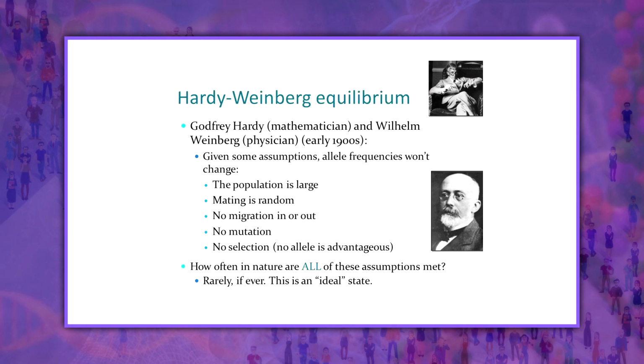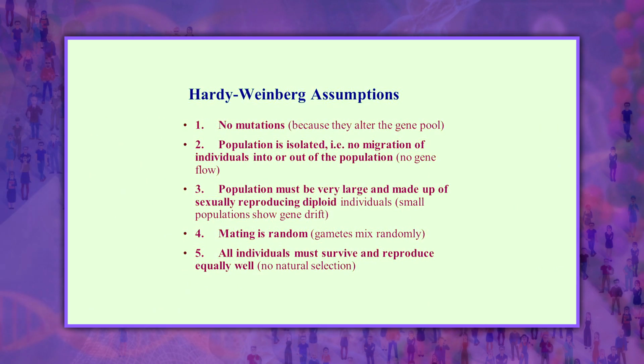The Hardy-Weinberg principle or law was developed by the mathematician Godfrey Hardy and physician Wilhelm Weinberg in the early 1900s. They constructed a model for predicting genotype and allele frequencies in a non-evolving population. This model is based on 5 main assumptions or conditions that must be met in order for a population to exist in genetic equilibrium. These 5 conditions are as follows.